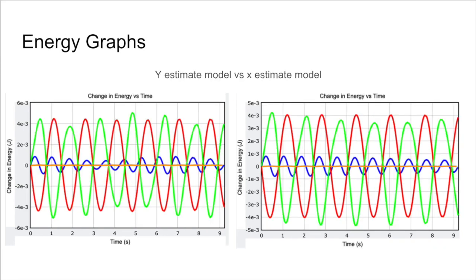Here are the change in energy graphs from the 2 respective models. They are very similar, only differing in the values of each change in energies. They do both have a constant 0 delta E, meaning that both models obey the energy principle, despite using different estimated values.